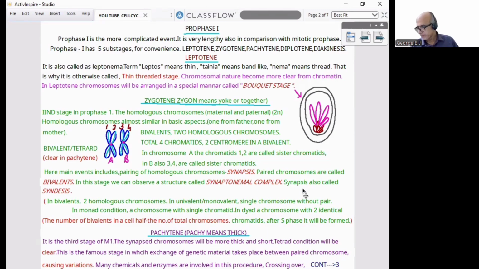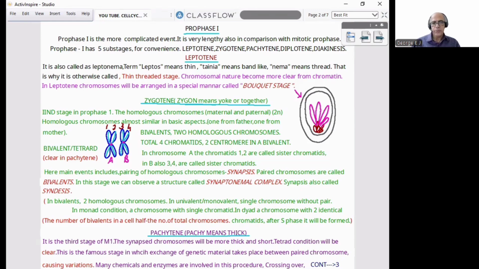Here you can find that this is after S phase. That is how two identical chromatids will be formed in a dyad. I think the terms are clear: bivalent, univalent. Univalent is otherwise called monovalent. Monad condition, dyad condition. And how many bivalents will be there in a cell? In a diploid cell, the number of bivalents is half the number of total chromosomes. I think that idea is clear.